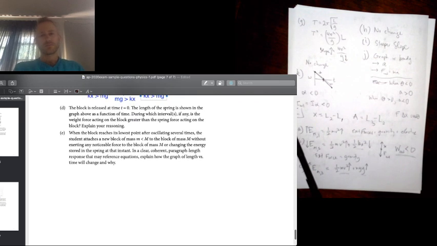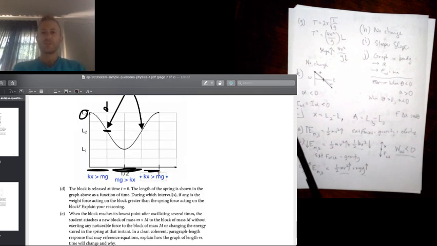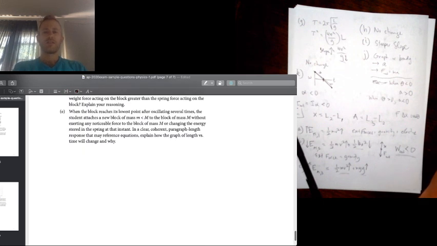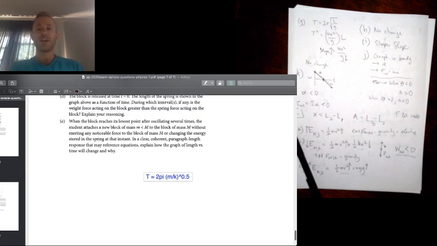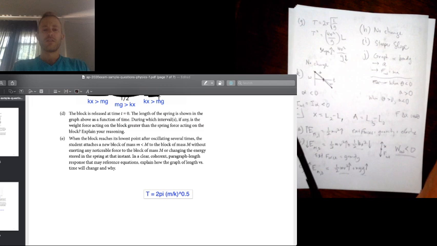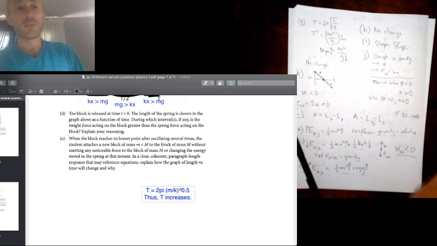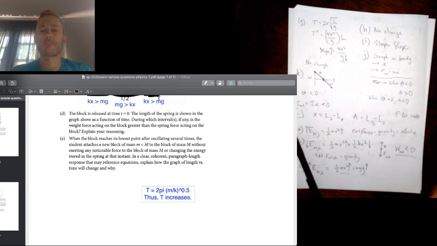So what we would do, I'm going to draw the other graph. First of all, we have the equation T equals 2 pi square root of m over k. We increased the mass of the system, so the period has to go up. Thus the period increases since the mass went up.